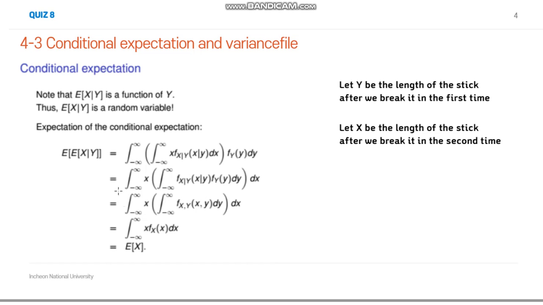So I want to use this equation, and so I set the parameters y and x. E[X|Y] can be viewed as a function of y, because its value depends on the variable y. So let's use it.